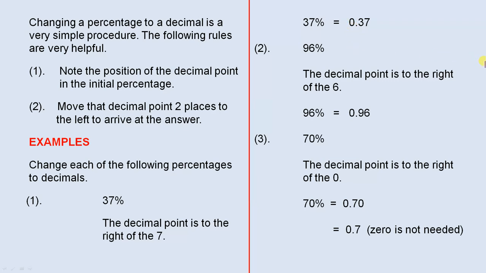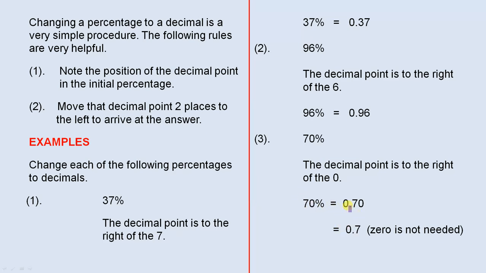96%. The decimal point is to the right of the 6. So 96% is 0.96. So if the decimal point is there, 1, 2, and that's the answer. 70%. The decimal point is to the right of the 0. So 70% is 0.70. So if the decimal point was there, 1, 2.